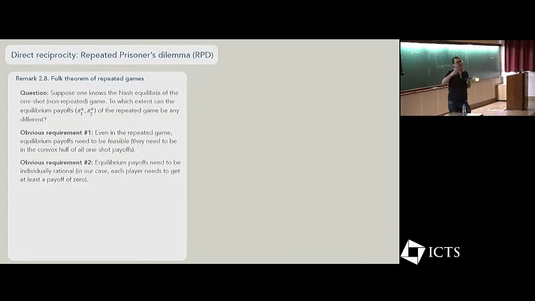Because if I were in a situation where I play all C and you play all D, there is a better response. I can play all D as well, and then I get a payoff of 0 instead of a payoff of minus c.